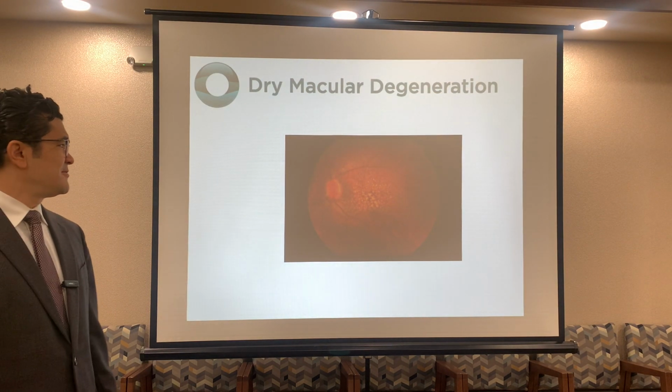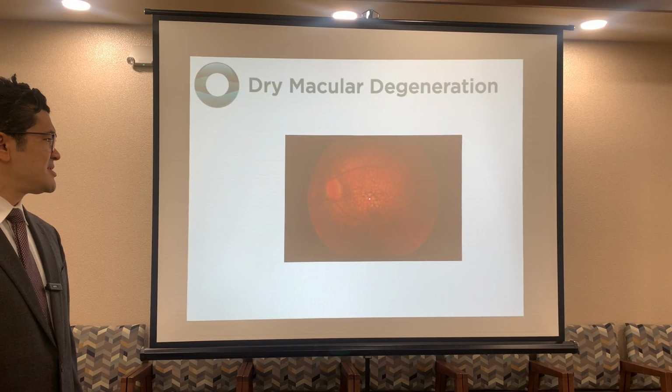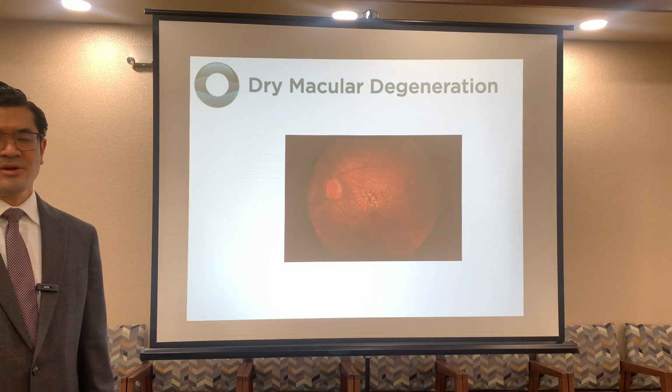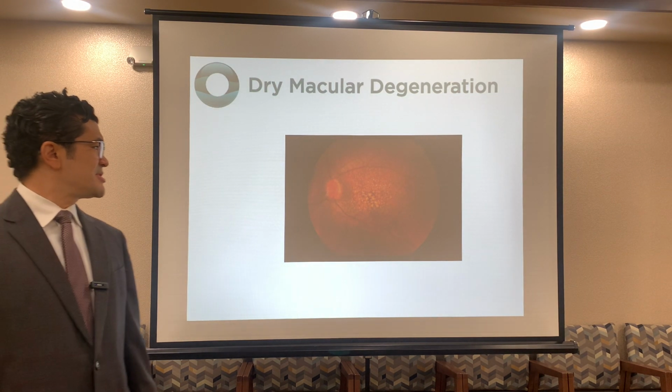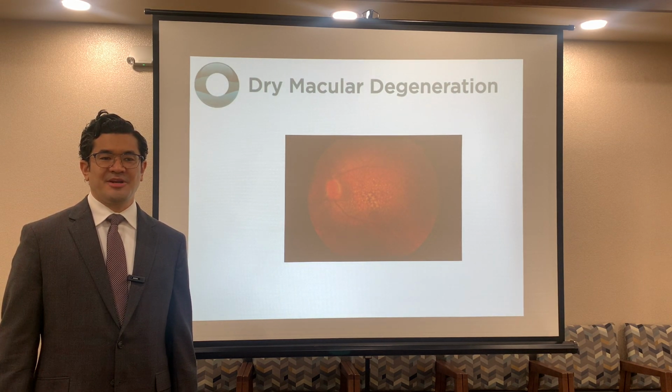Here's a picture of dry macular degeneration. So you look at the nerve, the blood vessels. In the very center macula, you see these yellow deposits. Those are drusen. And drusen are one of the characteristic findings that we look for in a patient with macular degeneration.